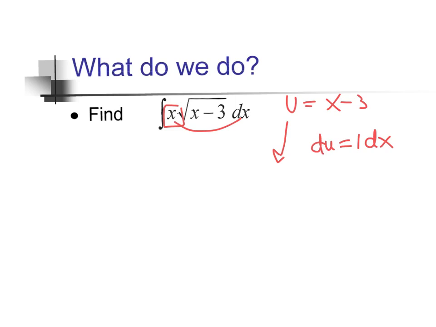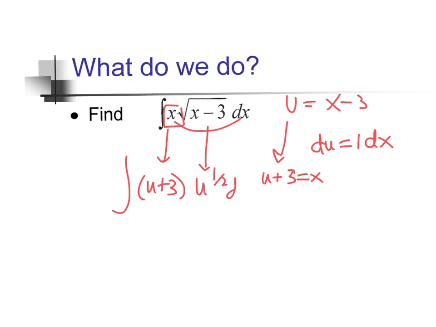Okay, so if I solve for x, I get u plus 3 equals x. So what you want to do then is literally substitute that in for x as well. So we're going to find the integral of x, which is really u plus 3, times u to the 1/2, right, because it's the square root, times du. And du is just 1, so that part doesn't really matter as much.